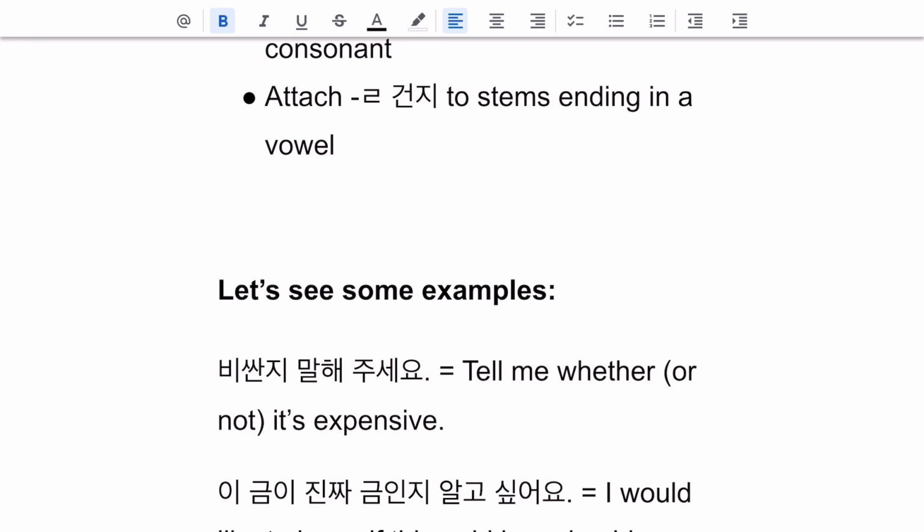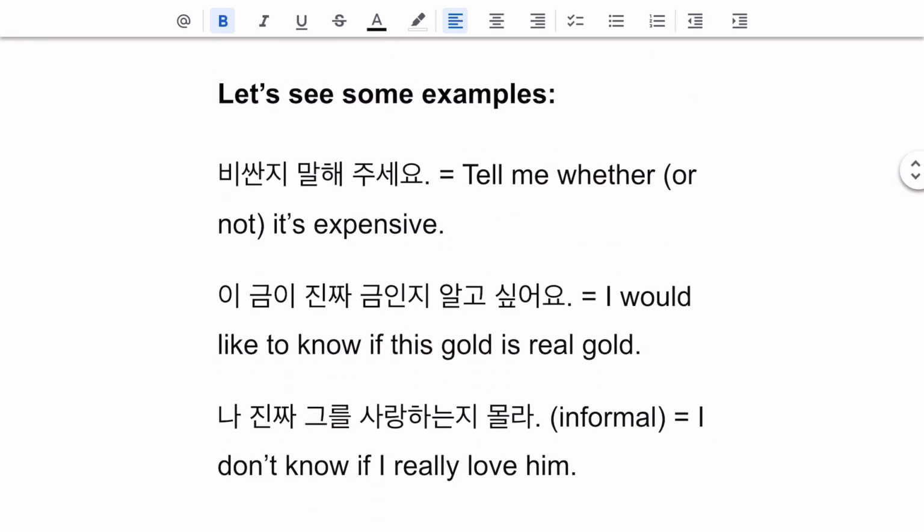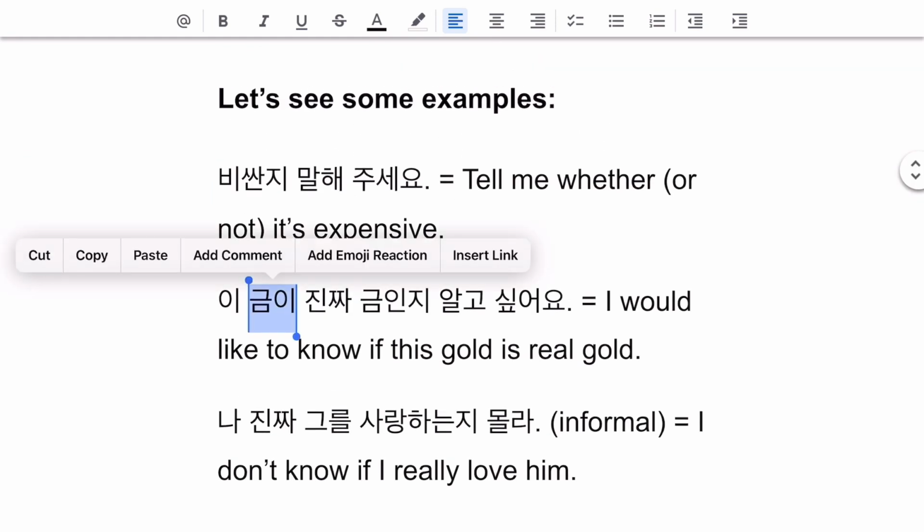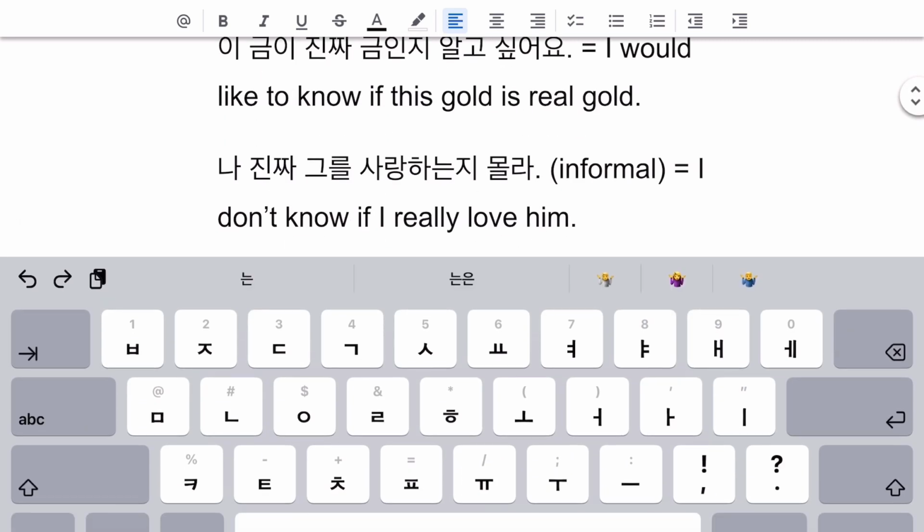Okay, the main thing I think today is the examples, because I think that's the most useful thing. So first two examples we have here. 비싼지 말해주세요. Tell me whether or not it's expensive. 이 금 is gold. 이 금이 진짜 금인지 알고 싶어요. I want to know, or I would like to know, if this gold is real. 진짜 금인지 알고 싶어.